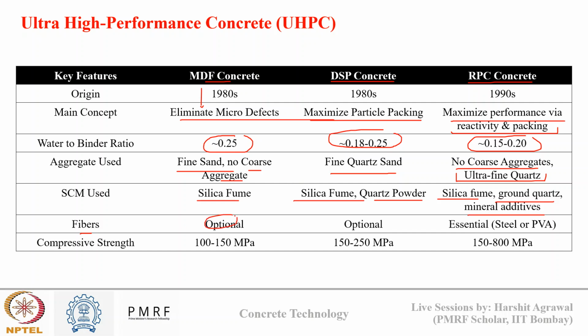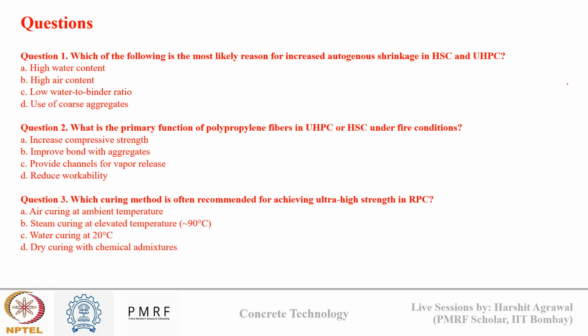Fibers are optional in case of MDF and DSP concrete, but they become an essential part in RPC concrete. So you can see in terms of strength, the strength of MDF concrete will be in the range of 100 to 150 MPa. Then by densifying the concrete further, we go up to 150 to 250 MPa in DSP concrete. And finally, by further densifying the concrete by using very ultra fine quartz, reactive mineral admixture and fibers, we can increase the strength maybe up to 800 MPa in case of RPC concrete.